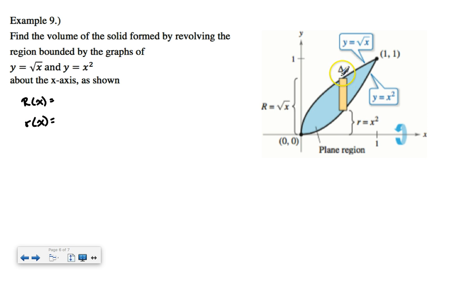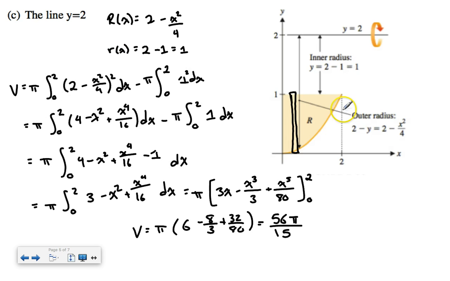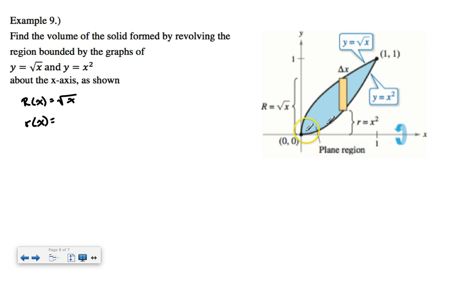It's looking like the big R of x, or the big radius, is going to be the square root of x. So if you notice, my region goes from 0 to 1, and it's pretty much covered all the way across. I will end up subtracting in my integral, but to figure out my upper curve, my upper radius is going to be that square root of x curve. My lower radius is going to be this x squared curve.